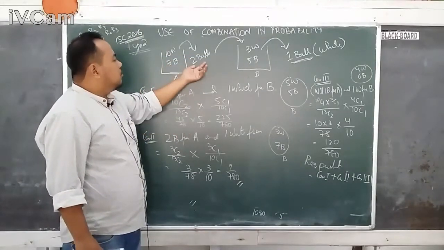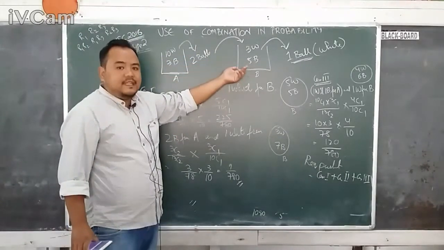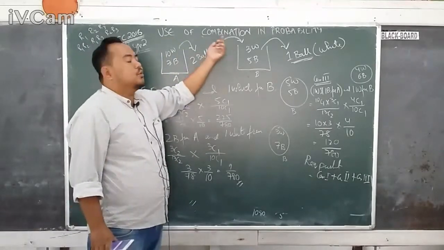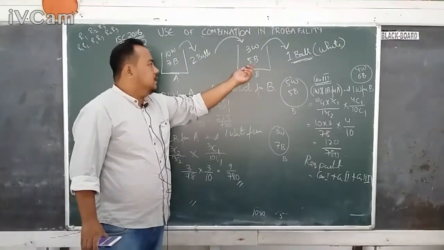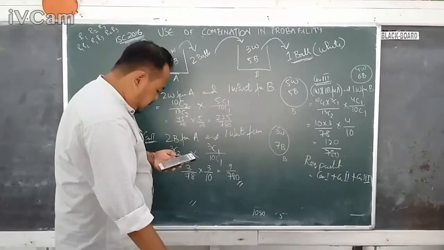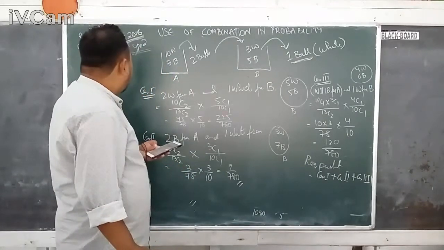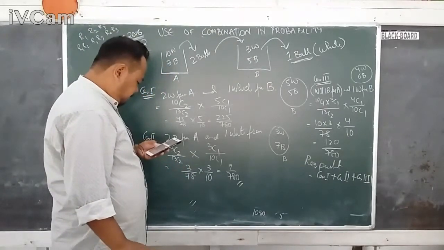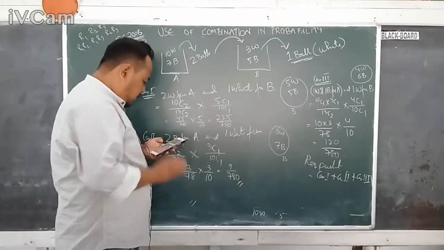In case 1, this ball was not put in the second bag. In case 2 or type 2, this ball was put in the second bag. Is that clear? So this is question ICCC 2016. Now, type 3.